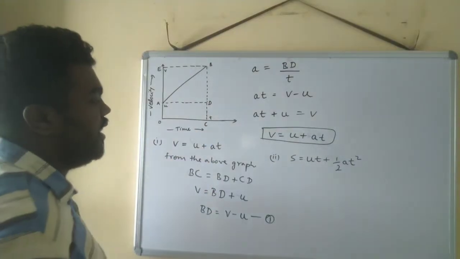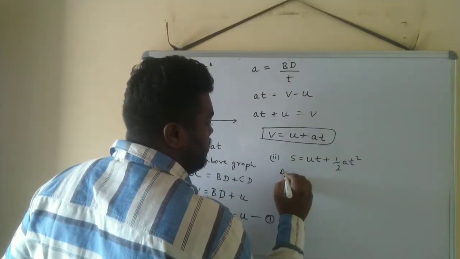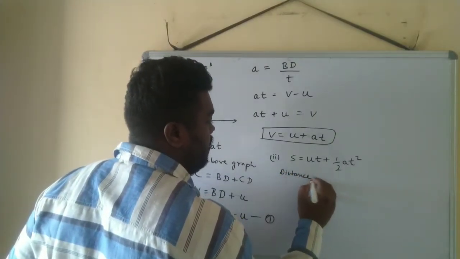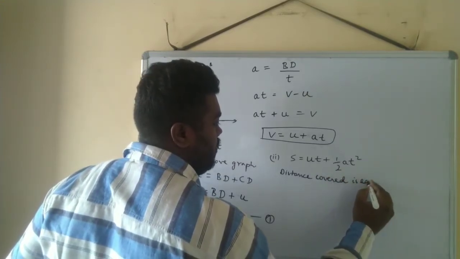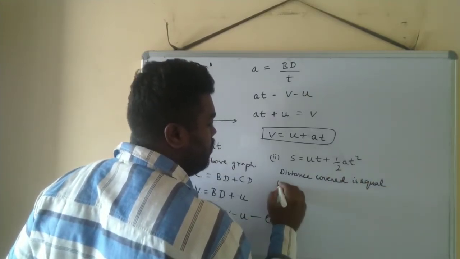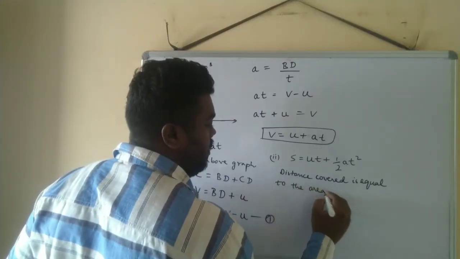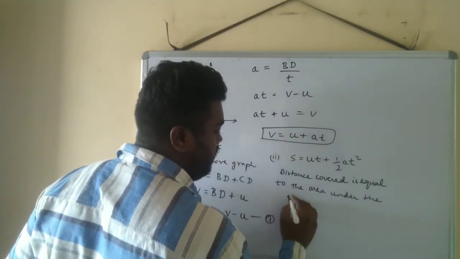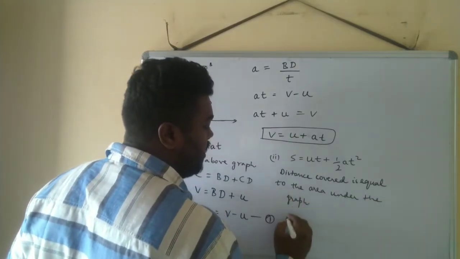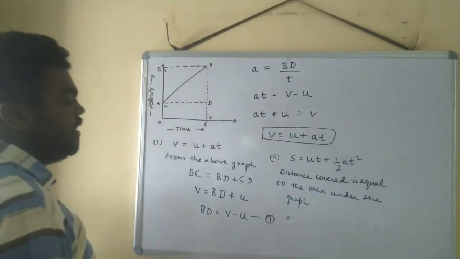So we will write one line: distance covered is equal to the area under the graph. So we are now calculating the area under the graph. Now we have to find this area.